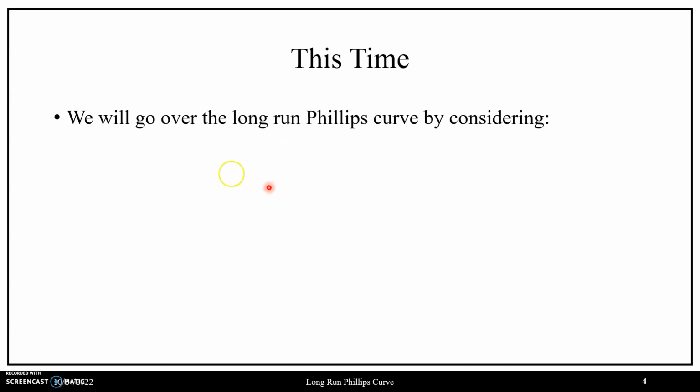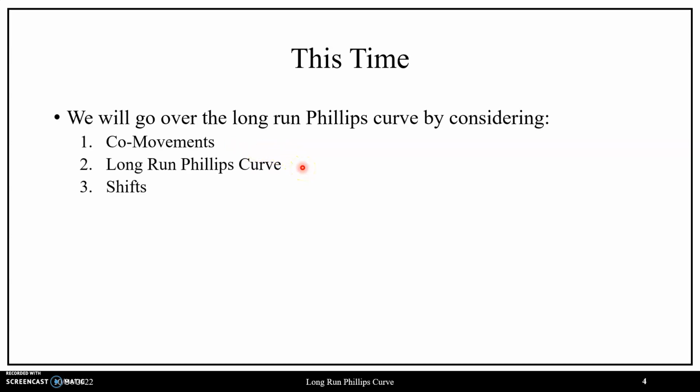In terms of today's discussion on the long run Phillips curve, what we will do is recall our co-movements between the unemployment rate and inflation rate so that we can derive the long run Phillips curve, consider how the curve shifts, then conclude with the summary.